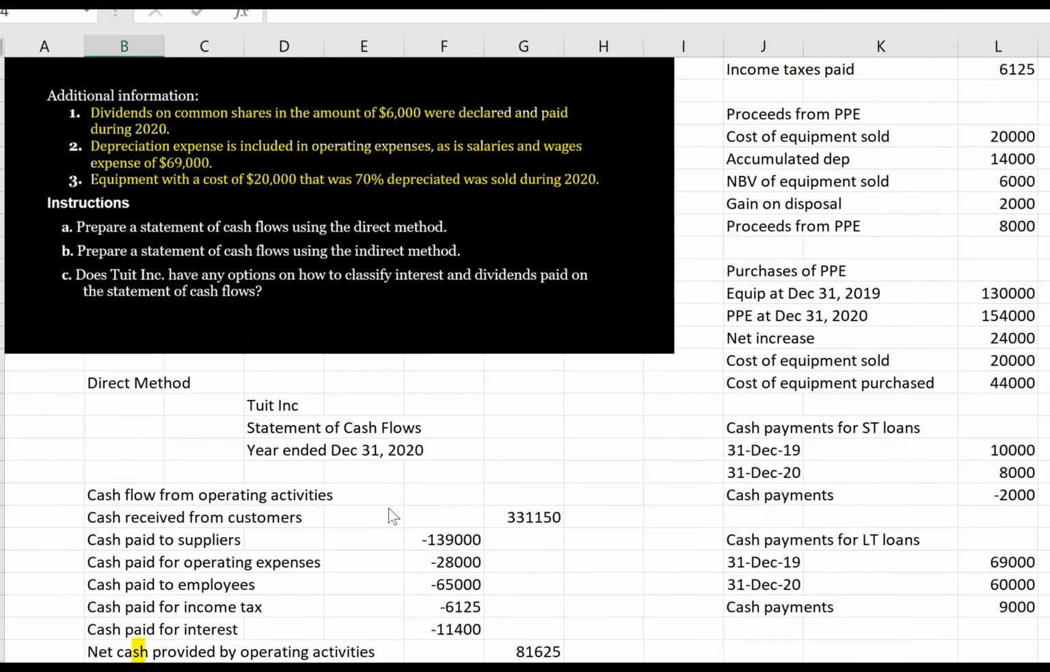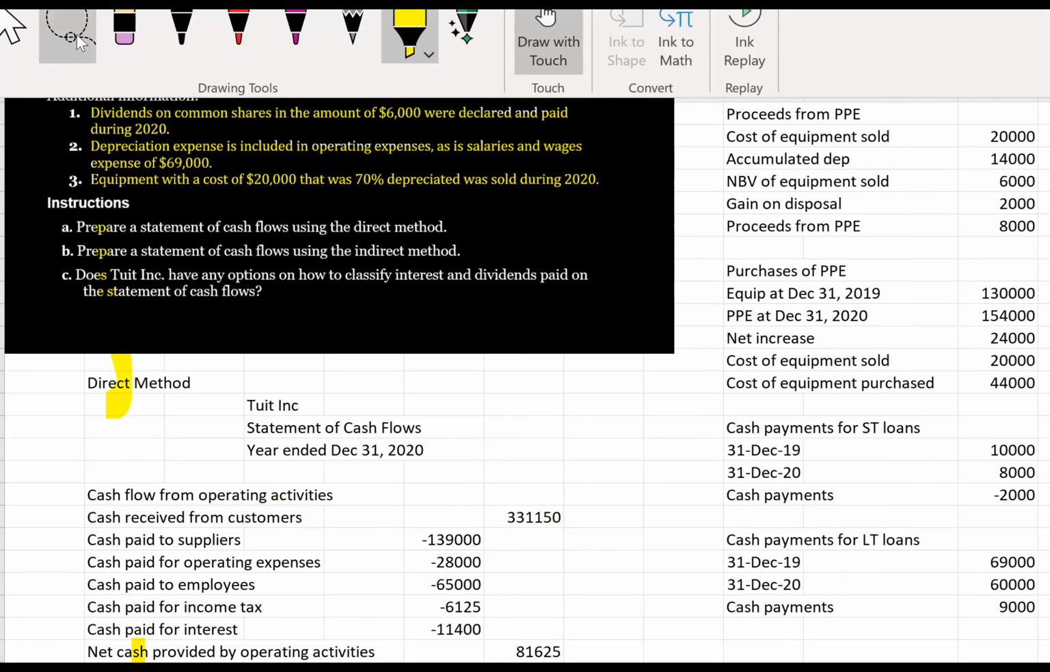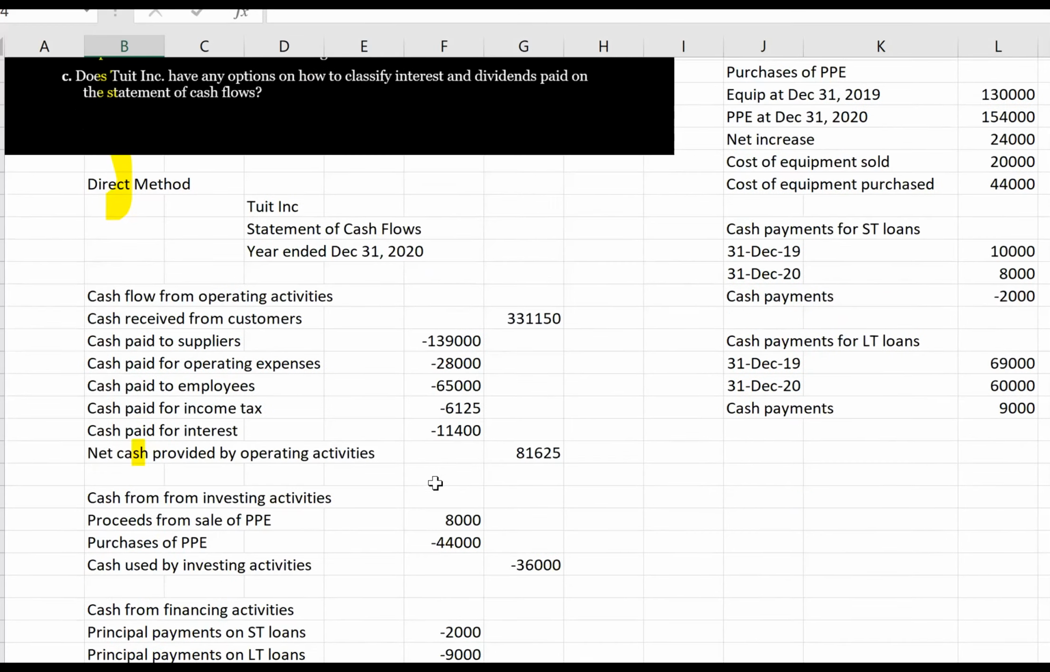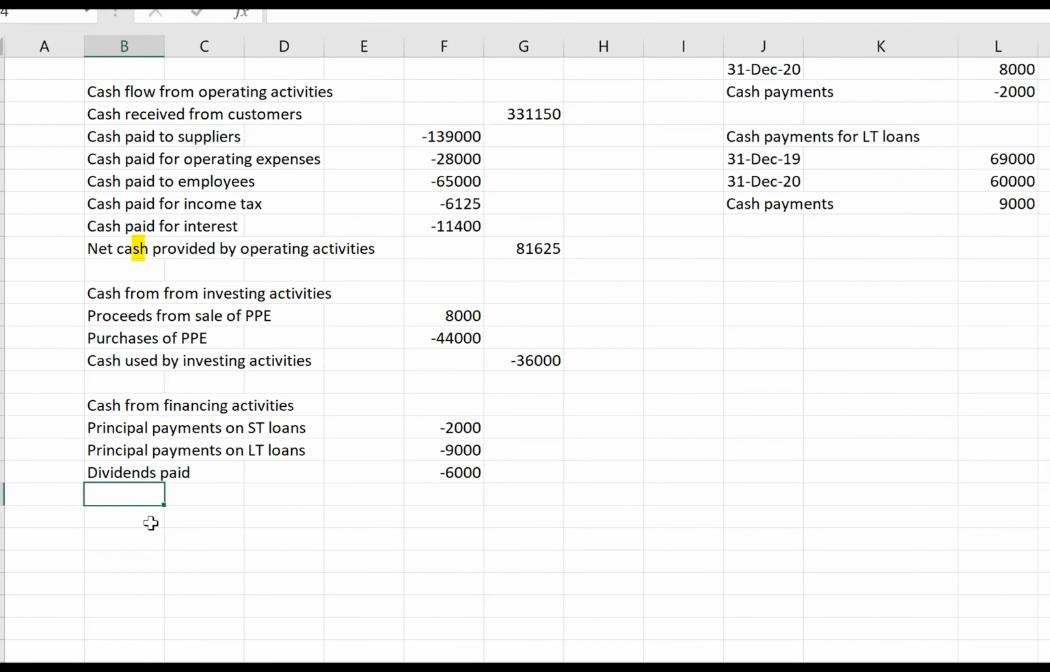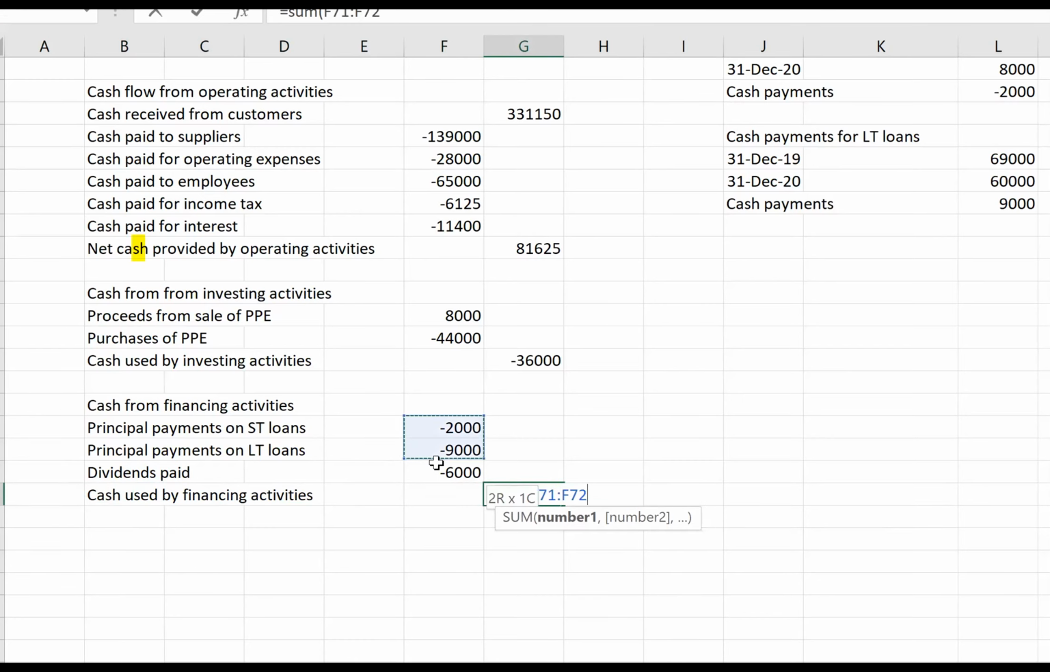Let's run through our subtotals in our indirect statement. Get rid of my highlighter. And then we will see if we reconcile back to the change in cash. That is the test. Cash used by financing activities. So let's run a subtotal here. Okay, so we've got 17,000.